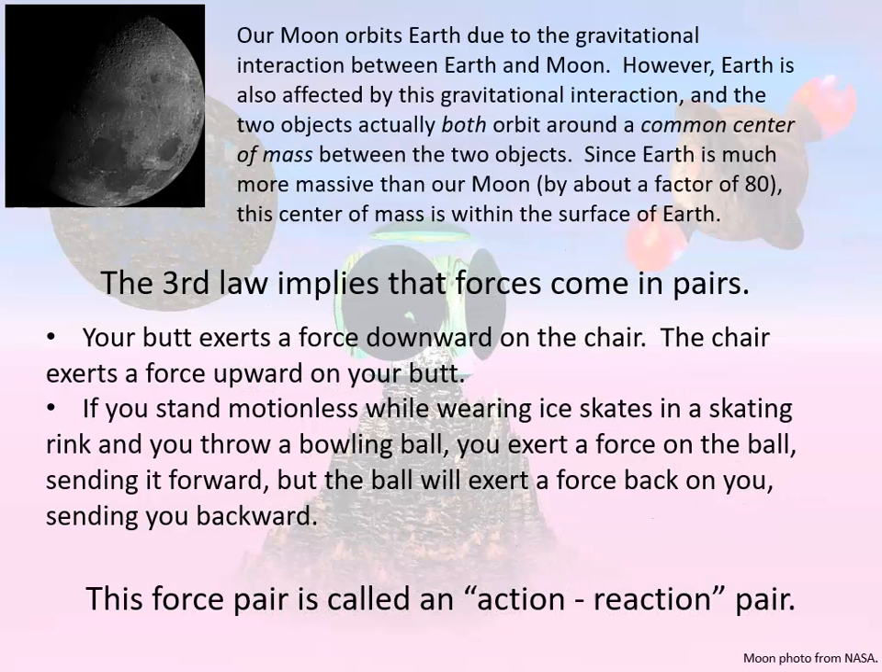Now, what about the Moon in orbit around Earth? Well, our Moon orbits Earth due to the gravitational interaction between Earth and Moon. That means there's going to be an equal force on Earth as there is on the Moon. But Earth is 80 times as massive as the Moon. So our Moon is going to experience an acceleration that's 80 times larger than Earth's. That's why we generally say that the Moon is orbiting around Earth, even though what's actually going on is they're both orbiting around the common center of mass.